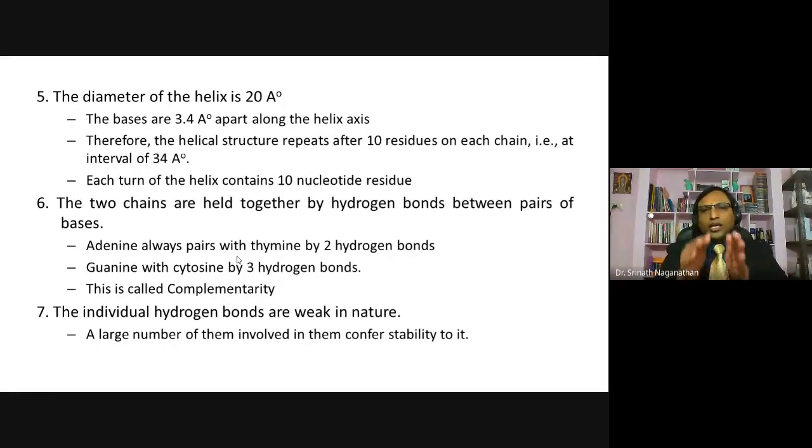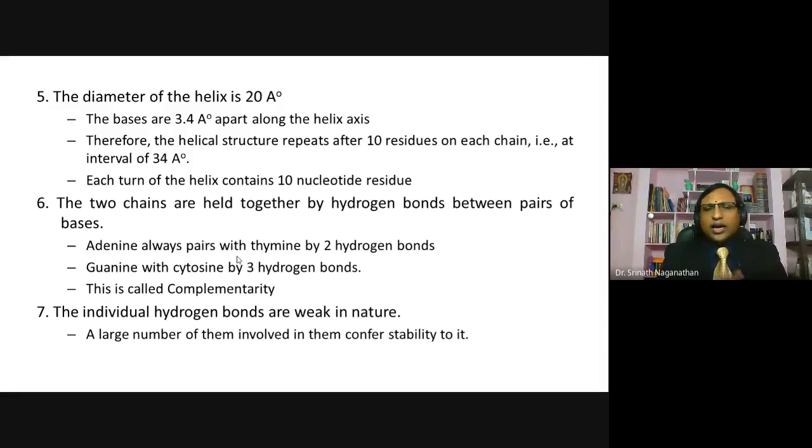The diameter of the helix is 20 Angstrom. The distance between two bases is 3.4 Angstrom in the helix, and between 10 bases, it is 34 Angstrom. So in a turn, it contains approximately 10 nucleotide residues. But if we calculate it, it is 10.5 bases which are present. That means one half base is going to the next turn. That is why we usually say approximately 10 nucleotide residues.